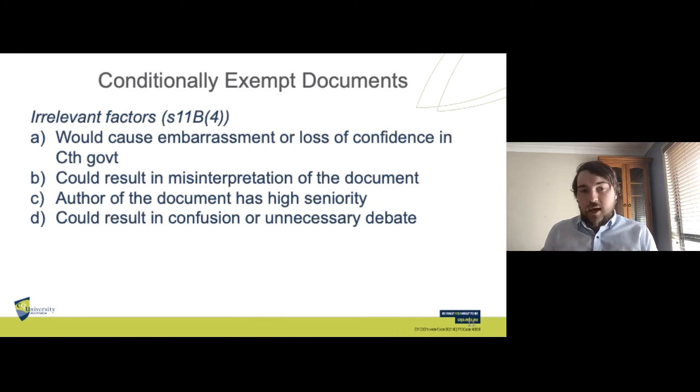At the same time, there are factors that the government can't use to prevent access, and when you read through these, they're all coming from a particular place. They're all coming from reasons that the government has given in the past. And so the government can't deny access to a document just because it would cause embarrassment or loss of confidence in the Commonwealth government. So, we know we made a mistake, so we don't want you to see that mistake. Not a good enough reason.